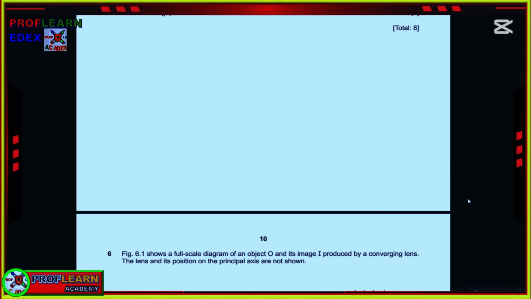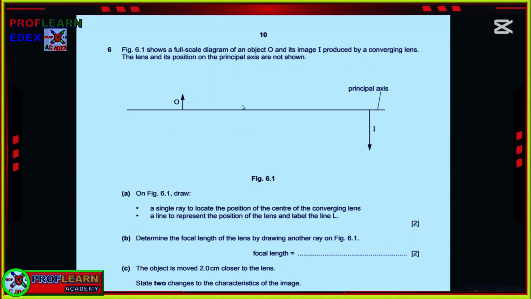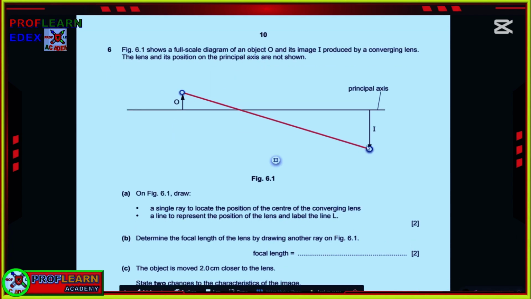Determine the focal length by drawing the ray on the figure. So for the focal length, of course, first we need to remember that the first ray usually runs from the top of the object to the top of the image like that. Where this line crosses the principal axis gives us where the lens is. So our lens is going to be at this given point.